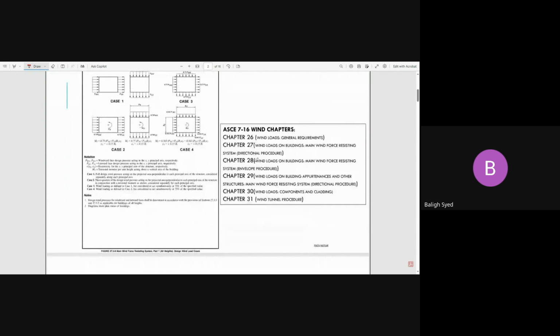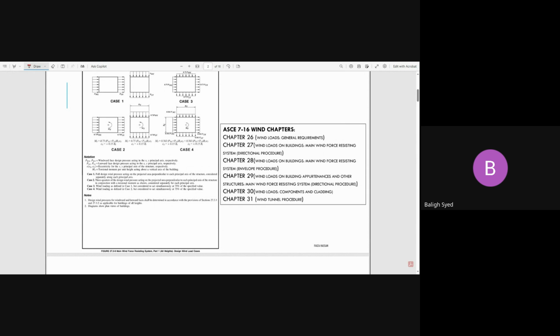So far we have covered the ASCE 7-16 wind chapters. General requirements in Chapter 26, we covered the fundamentals of it. Then we covered Chapter 27, wind loading on buildings, the main wind force resisting system. Always remember, for the main lateral system of any structure, whether it is a residential, commercial, utility, or industrial structure, whenever you talk about the main lateral system, you have to go back to the code for the main wind force resisting system.